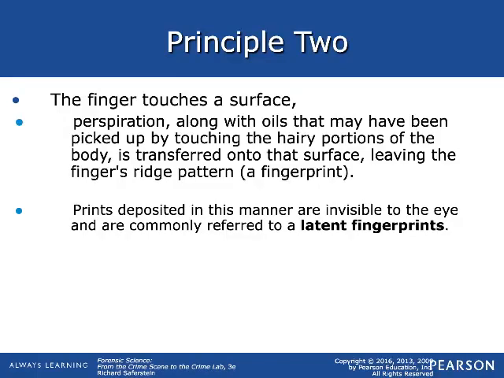Okay, now, when the finger touches a surface, perspiration, so sweat, comes from the sweat glands. And when we touch things, our hair has other oils in it, so we get more oils on our hands, and then when we touch something, we leave a fingerprint, or the finger ridge pattern. So prints that are deposited in this manner, due to sweat and due to the oils in your hair, you can't see them with the naked eye, so those are often called latent fingerprints, so they're invisible. You can't see them without doing something to them.